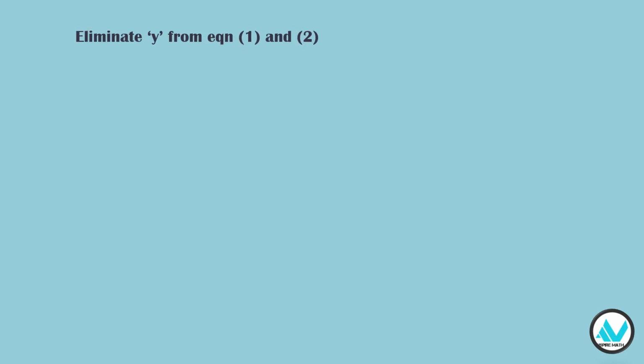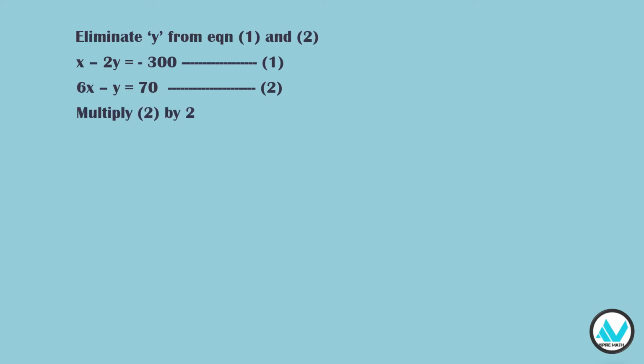Now let us eliminate y from equation 1 and 2. Now equation 1 is x minus 2y equal to minus 300 and equation 2 is 6x minus y equal to 70. Now in order to eliminate y, I need to have equation 2 also as 2y. So let me multiply equation 2 by 2. So let me write the first equation, x minus 2y equal to minus 300, and equation 2 multiplied by 2, which gives me 12x minus 2y equal to 140.